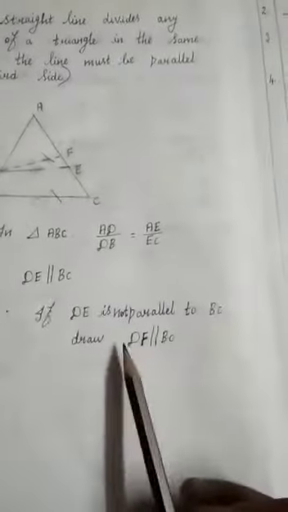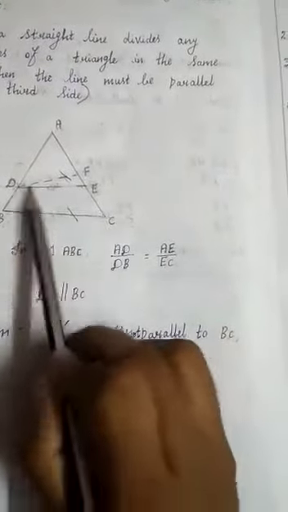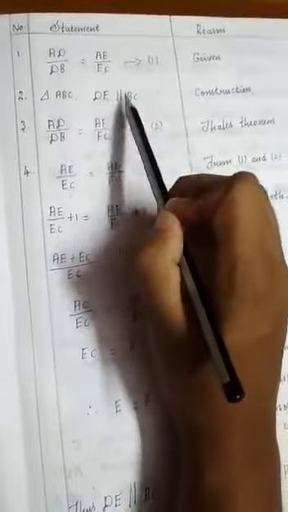Okay, so the next one, construction. What have you taken? In a triangle ABC, this is the construction: we have considered DF is parallel to BC. So we have constructed this one, and that one you have to write. In a triangle ABC, DF is parallel to BC. This is the construction.